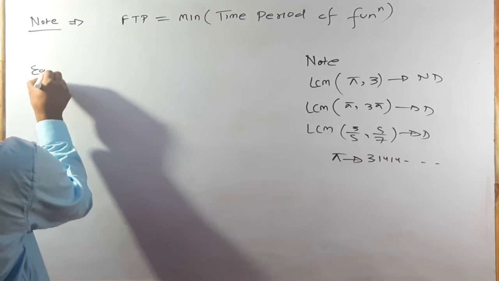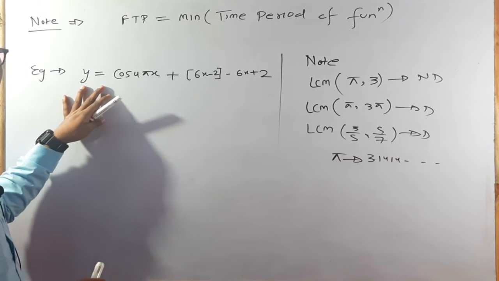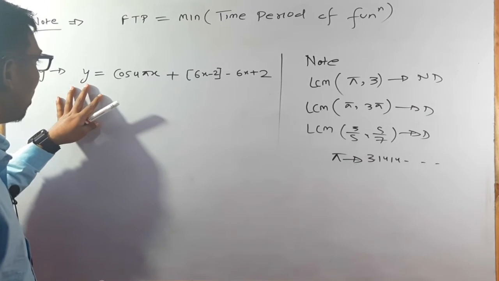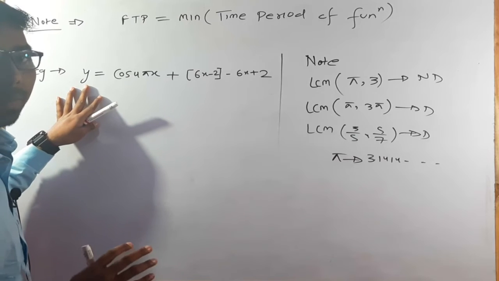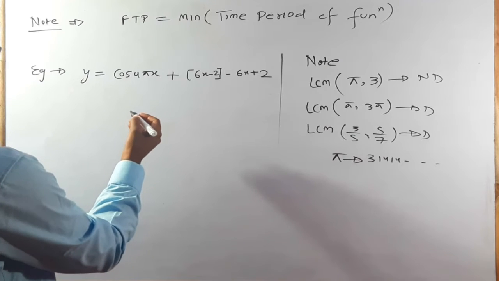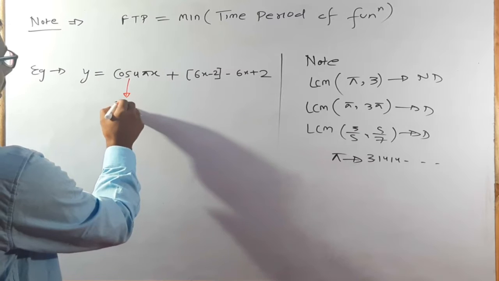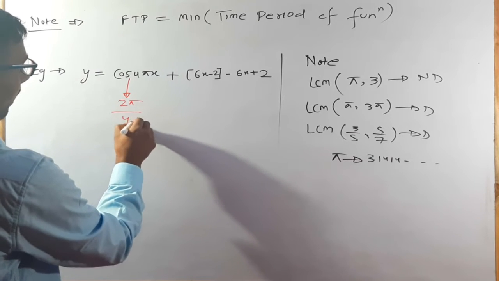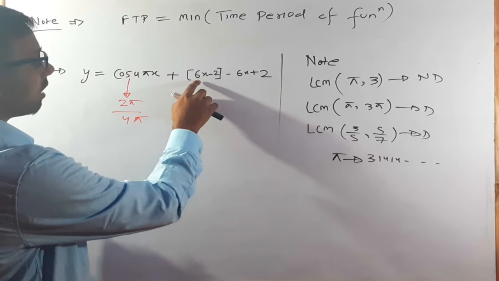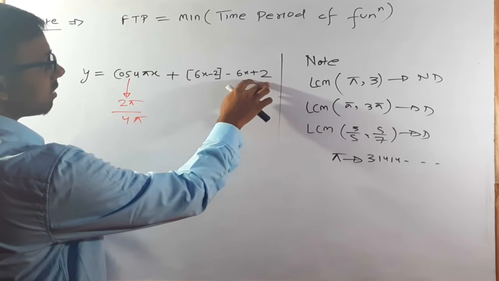So this is the example that I'm going to take. We need to find the time period of the function. I'm not saying the fundamental time period of the function. If it is not given specifically, then we will go for the time period of the function. So we will simply calculate the time period of the function. The time period of this part of the function will be 2 pi by 4 pi. This is going to be 4 pi, because this is the greatest integer of 6x minus 2, and this is minus 6x plus 2 and so on.